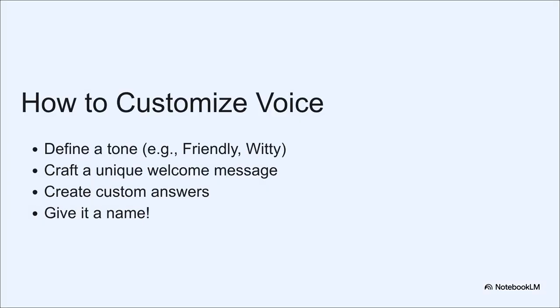So how do you actually do it? It's so easy. You literally just tell the AI what its tone should be in the instructions. You write a nice, warm welcome message. You can even write out custom answers for the questions you know you'll get a lot, just to make sure they're perfect. Oh, and of course, give it a name. That really brings it to life.